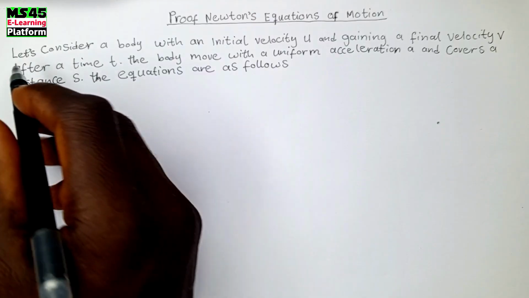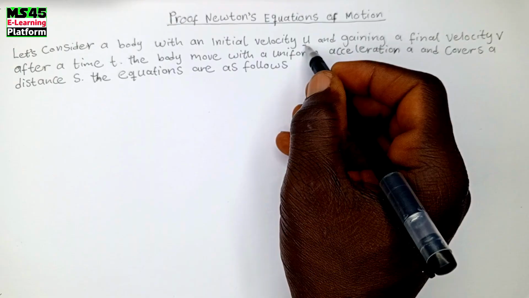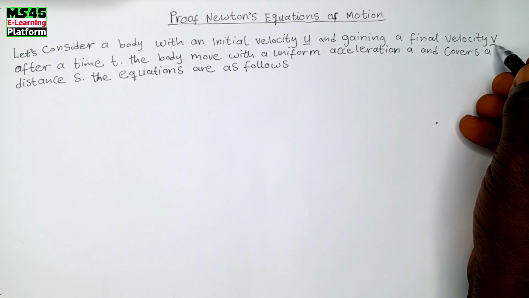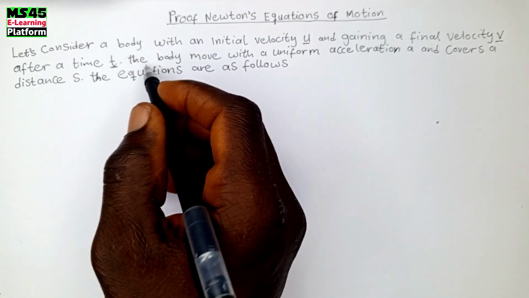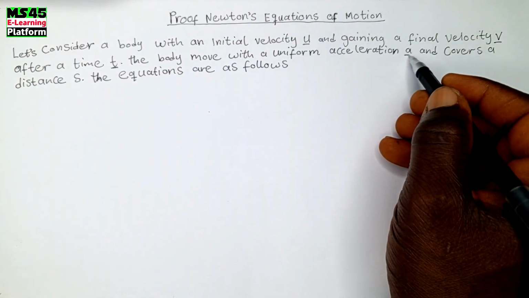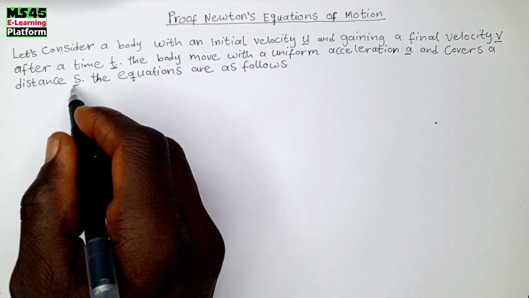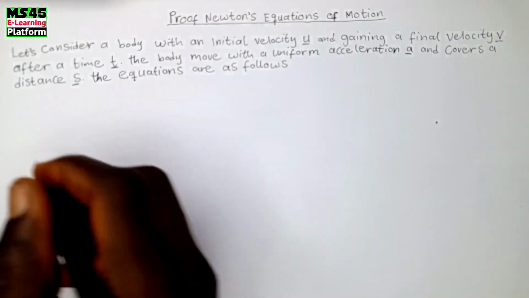Let us consider a body with an initial velocity u gaining a final velocity v after a time t. The body moves with a uniform acceleration a and covers a distance s. Therefore, the equations are as follows.